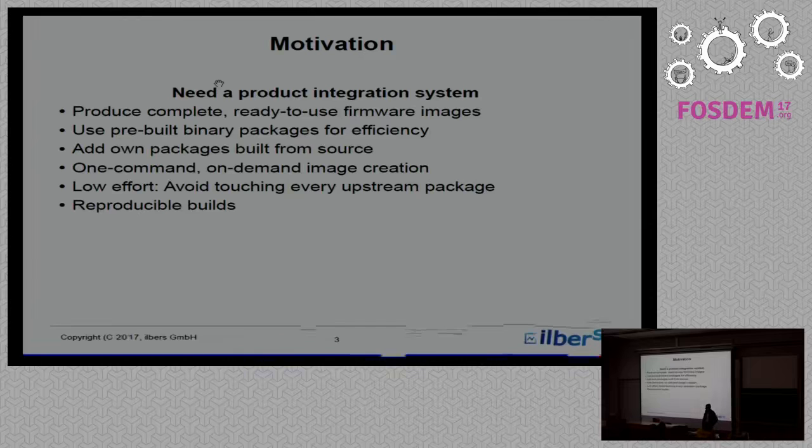There should be binary Debian packages used, and there should be our own application packages that are going to be included on the system. What we also wanted is one command on-demand image creation. And what we also didn't want is to touch every upstream package. And at the end, after this is a product, we want to build an older version of some snapshot afterwards.